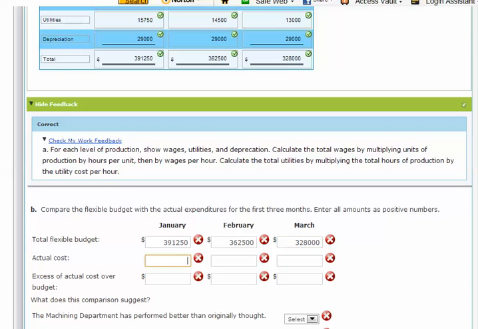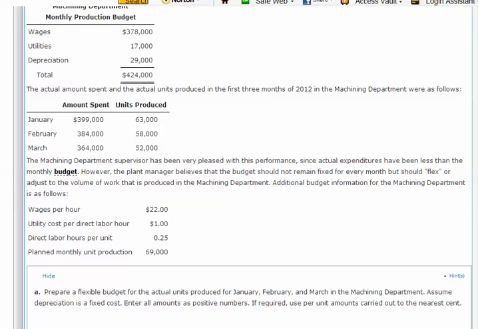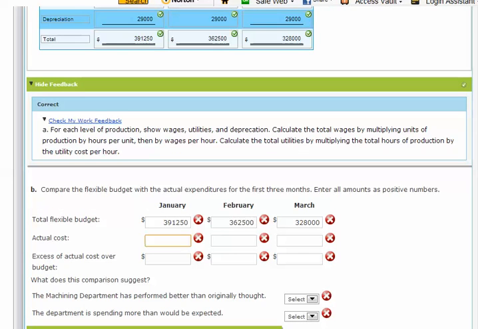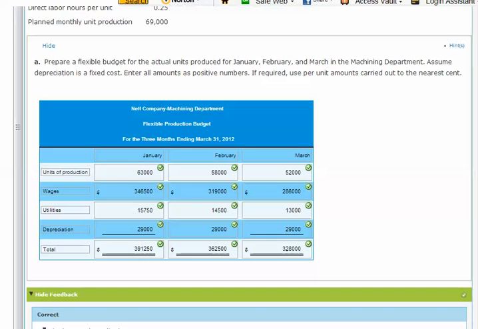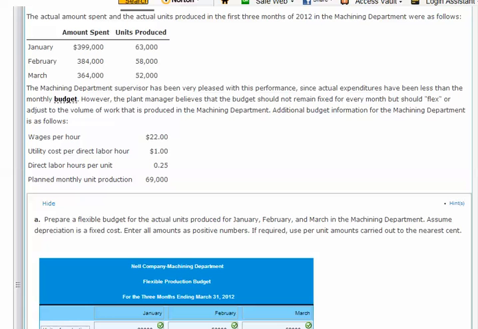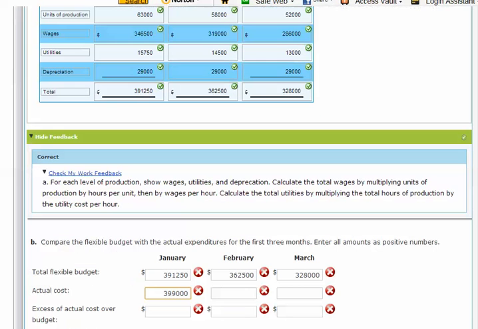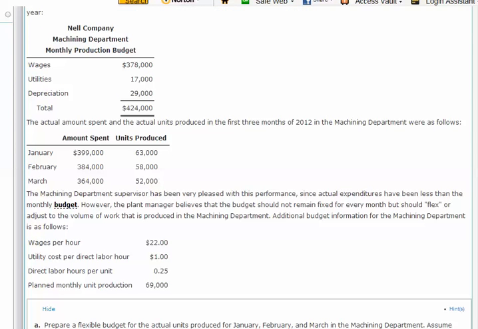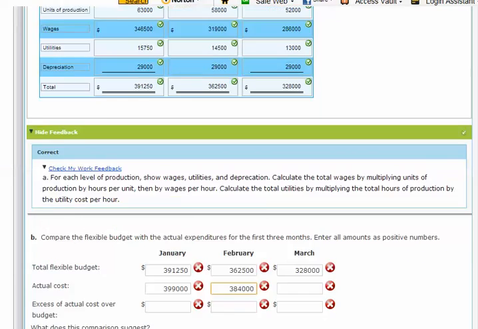Now the actual costs came from up here, which were these numbers right here, the actual spent, $399,000. So we'll enter that. We'll enter $384,000 for February. And we'll enter $364,000 for March.